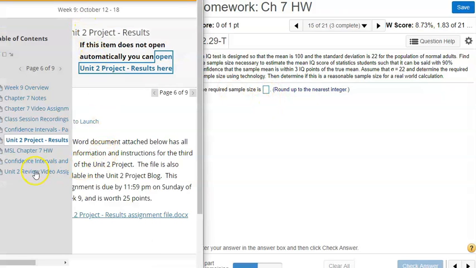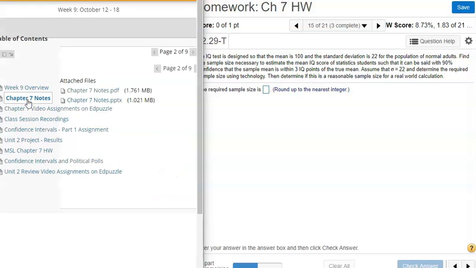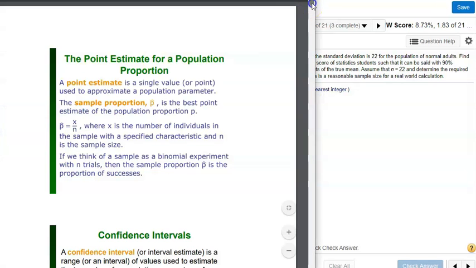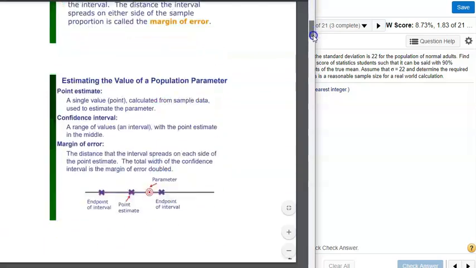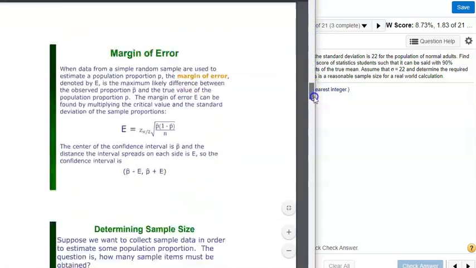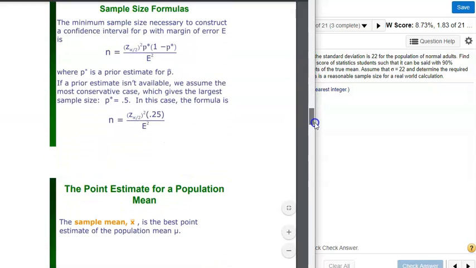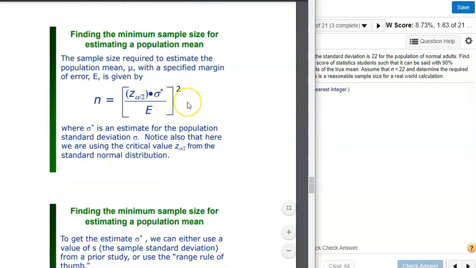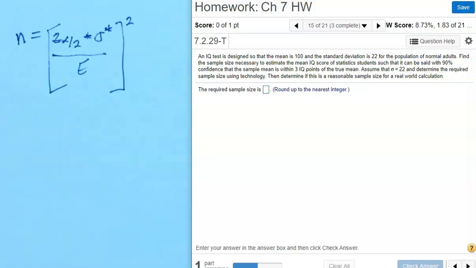And if you're looking for the formulas for these, you can find them in the Chapter 7 notes. So I'm going to pull these up. Here are the notes from Chapter 7. So we're looking for the minimum sample size formula for a mean. Here are the two ones for the proportions that we already talked about. And here's the sample size formula if you're talking about a mean. Here's our minimum sample size formula.